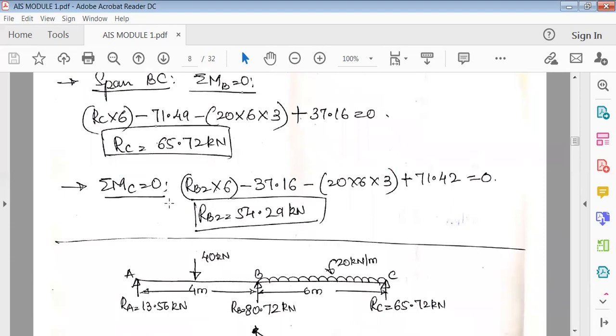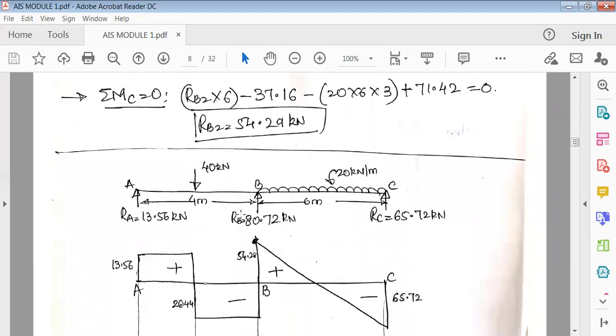Once you find all of this, next you only have to sum up. Once again, redraw this complete diagram and mark all the salient points: A, B and C. Keep A as simply supported and C also as simply supported. Mark the loading conditions here: one is 40, and next there is a UDL.